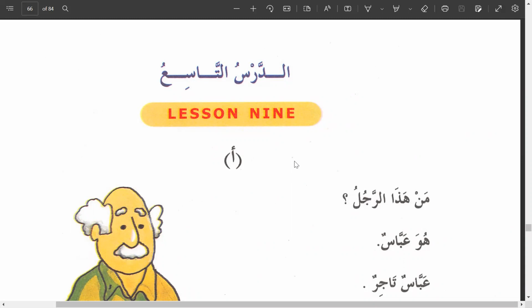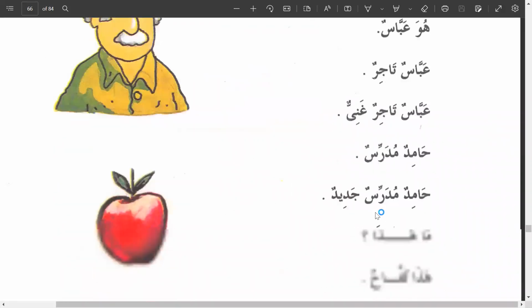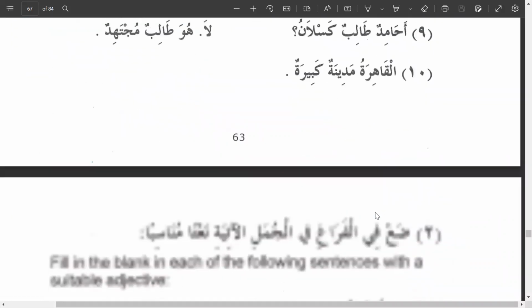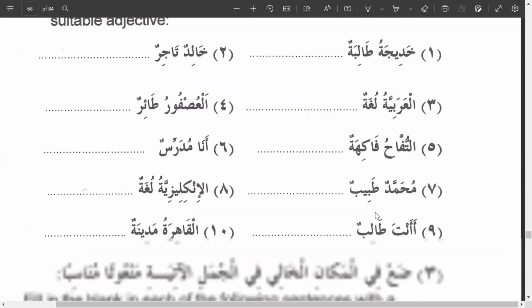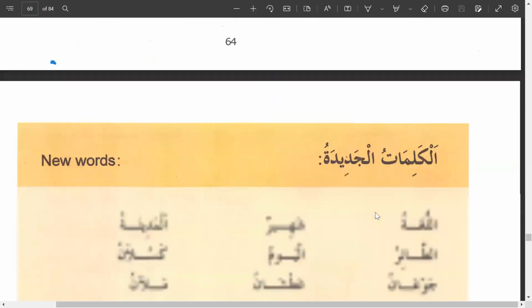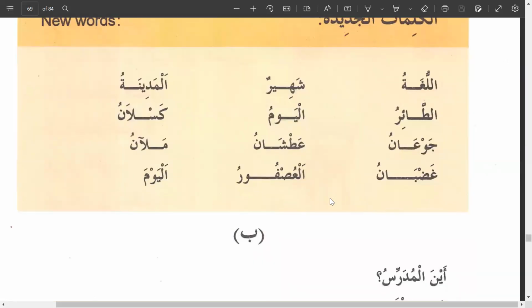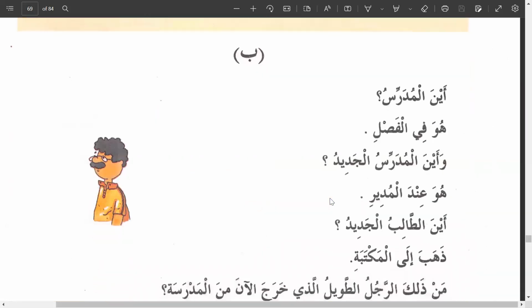So today we are going to continue with lesson 9. Alhamdulillah, we already did the first part, which is part Alif, and we did the exercise. These vocabulary words were your homework. So today, inshallah, we are going to do the second part.